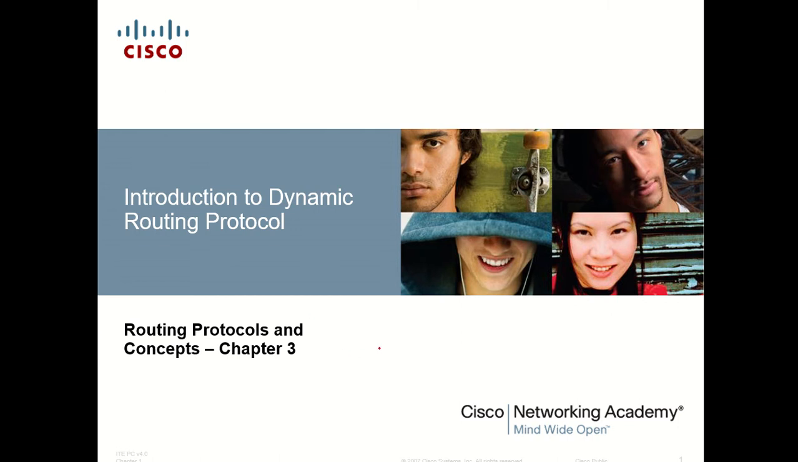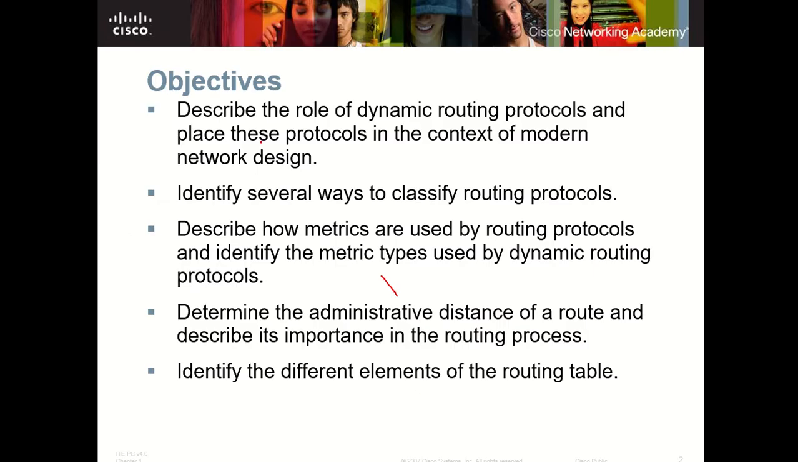All right. So for the objectives of chapter 3, first is to describe the role of dynamic routing protocols and place these protocols in the context of modern network design, the several ways to classify routing protocols, describe how metrics are used by routing protocol and identify the types used by dynamic routing protocols, determine the administrative distance of a route and describe the importance in the routing process, and identify the different elements of a routing table.